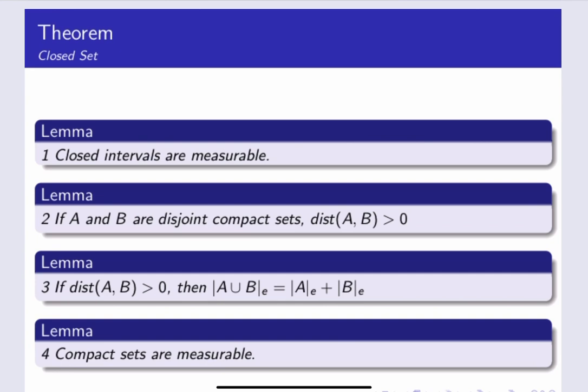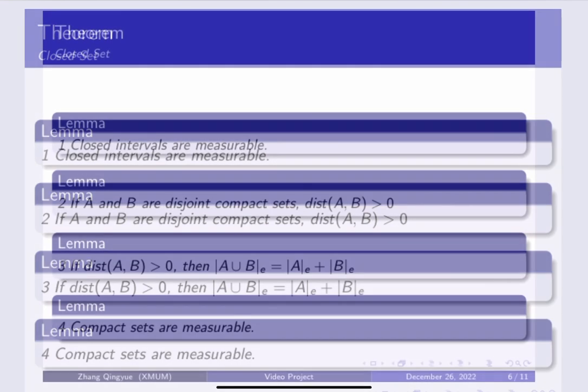And the second says, if A and B are disjoint compact sets, then the distance between A and B is larger than 0. The third says if the distance between A and B is larger than 0, then the outer measure of the union of A and B equals the outer measure of A plus the outer measure of B. And the last lemma says that compact sets are measurable.